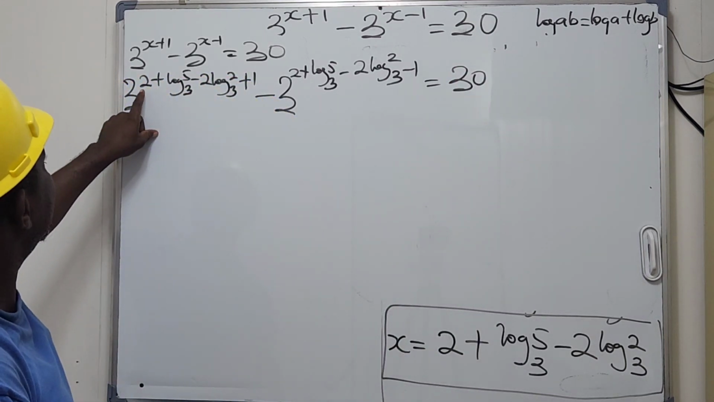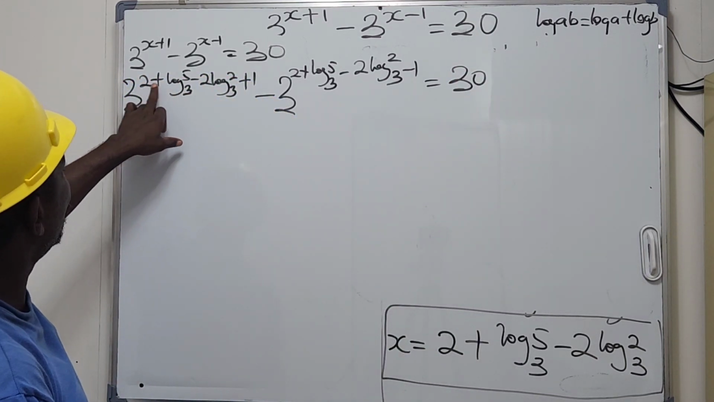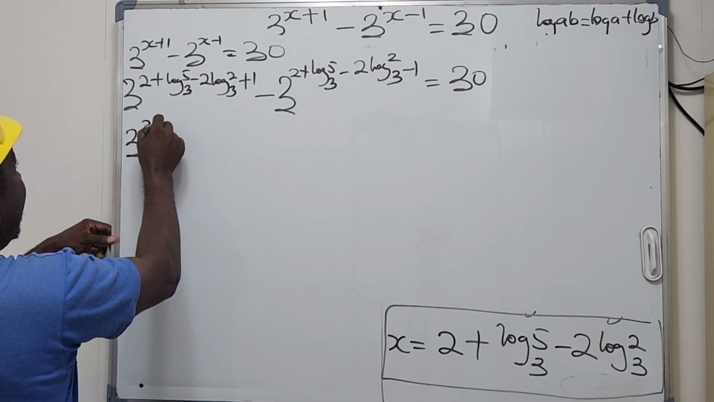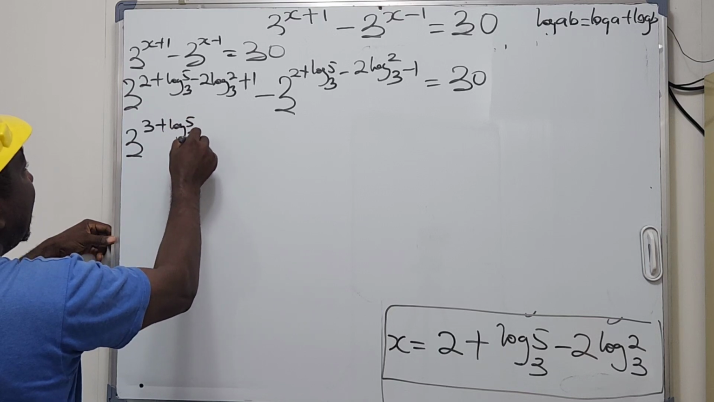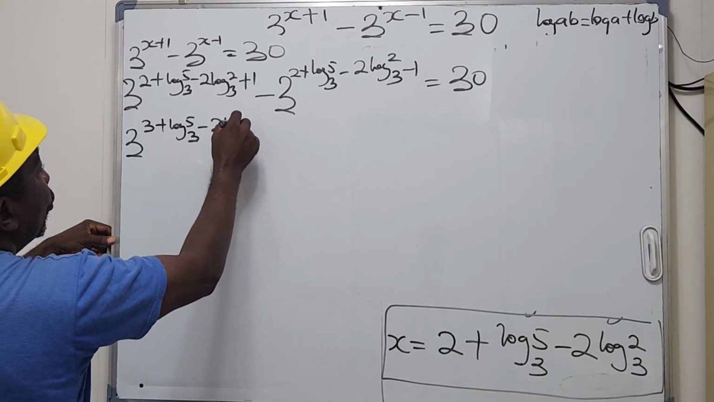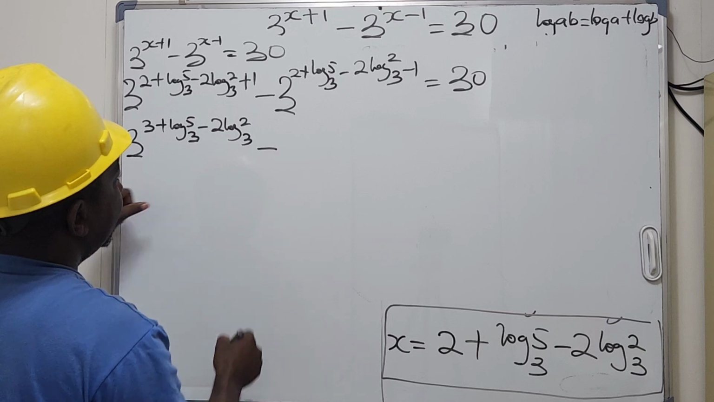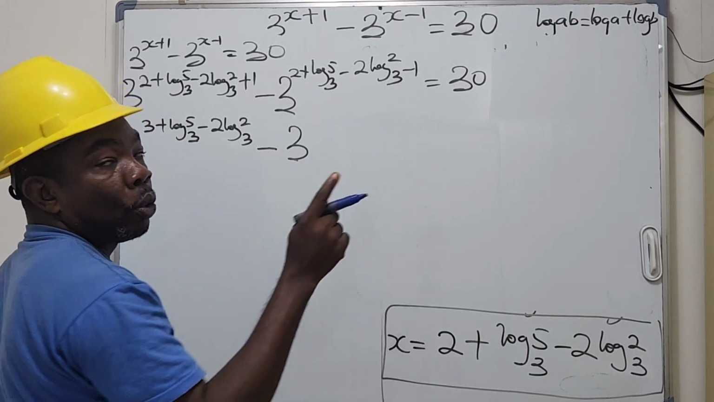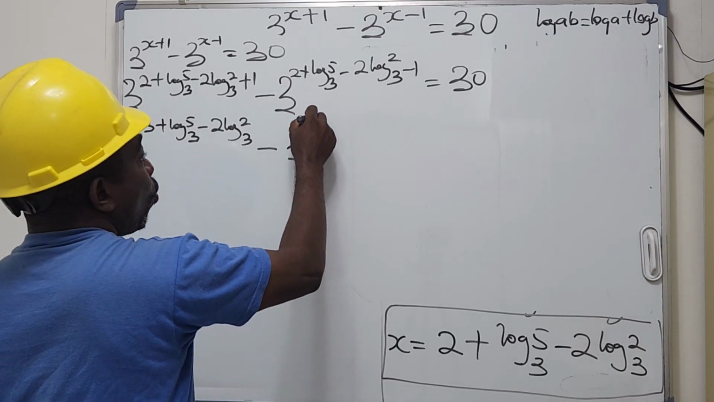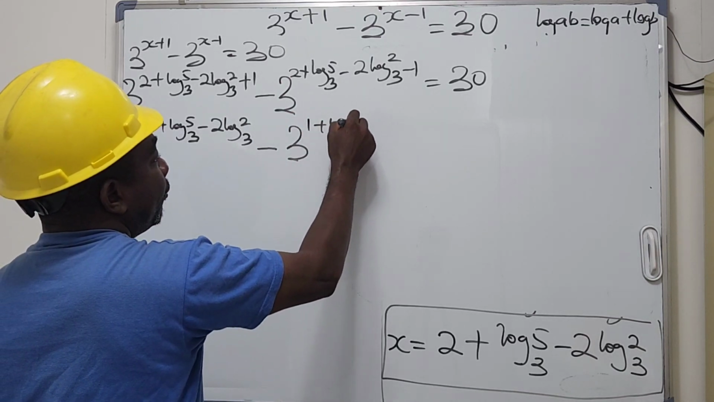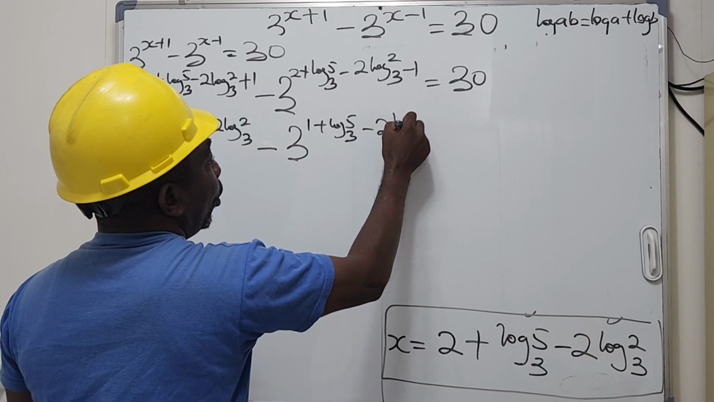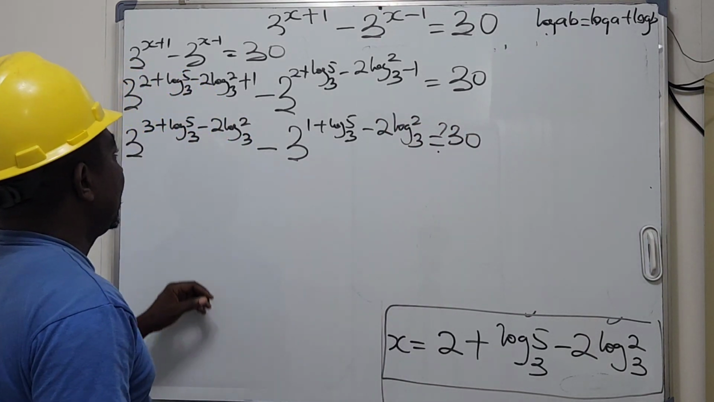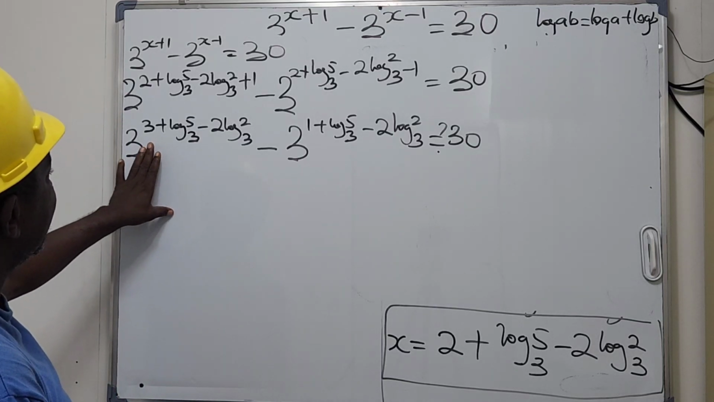So here we can see that we have this. So 2 plus 1 will become 3. So we have here 3 to the power of 3 plus log 5 base 3 minus 2 log 2 base 3, minus, we bring down 3 to the power of 2 minus 1, which will give us 1. So this will become 1 plus log 5 base 3 minus 2 log 2 base 3. Will this equal 30? Let's find out.